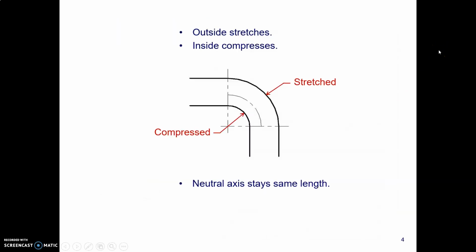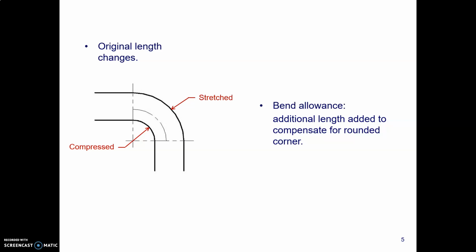comes down. Now when you bend some metal, the outside is going to stretch. It'll be longer. The inside is going to get compressed. It'll be shorter. And somewhere in between those two is a place where the metal does not stretch and does not compress. It stays the same length. And that is called the neutral axis, or some people call it the neutral fiber. And the bend allowance is the amount of extra length that we put in to compensate for the fact that we're going around that rounded corner.